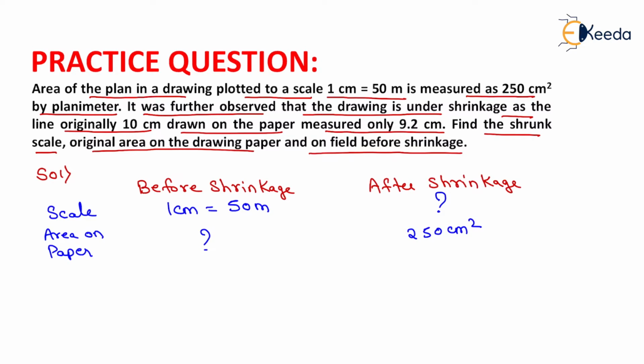Now the length of the line before shrinkage was 10 centimeter and after shrinkage it was only 9.2 centimeter. Now we need to compute the field area also. The field area before shrinkage and after shrinkage remains the same. For determining the value of the shrunk scale, first of all we need to calculate the shrinkage factor.